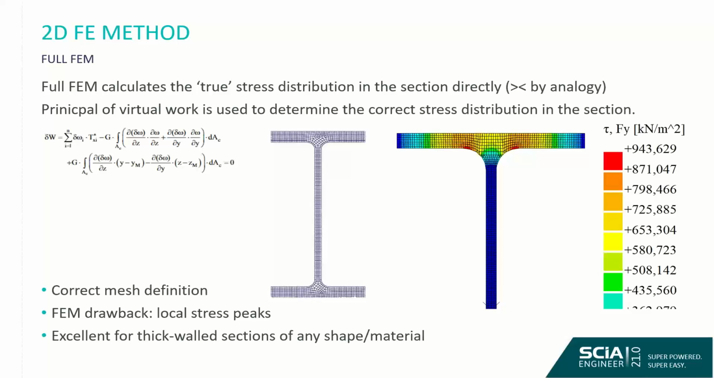But the most positive thing about this full FEM method is that it is an excellent method for thick-walled sections of any shape and any material combination. So really big holes, 2 different parts of the sections, 5 different materials, you name it, this method can properly handle it and determine the stresses and the warping stresses, torsion stresses, and shear stresses inside your section.